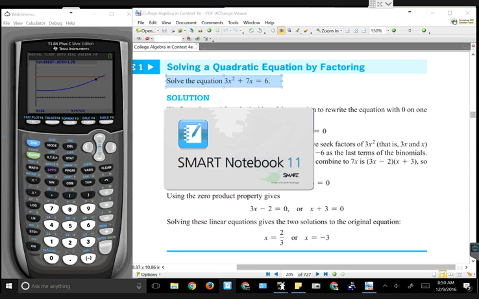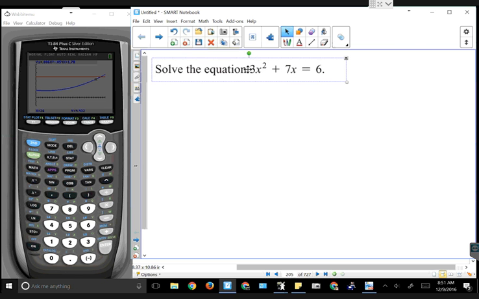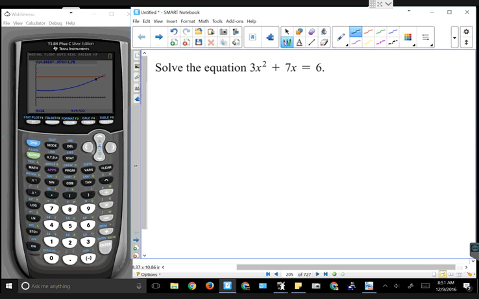As soon as this decides to come up here. So, here we go, paste. So, we've taken a look at how we go through and factor these things. Now, first thing that I'm going to do here is I'm going to bring the 6 over. So I'm looking at 3x squared plus 7x minus 6 is equal to 0. We always go through and set things equal to 0.